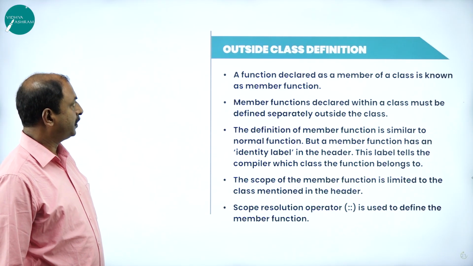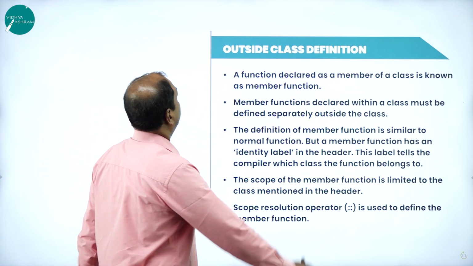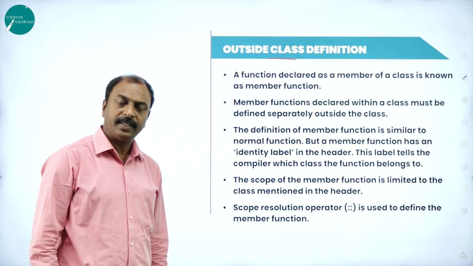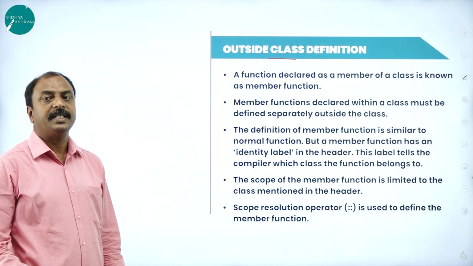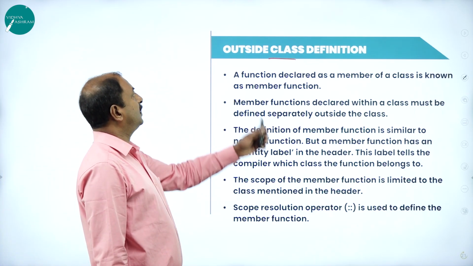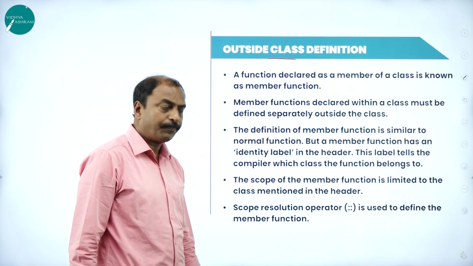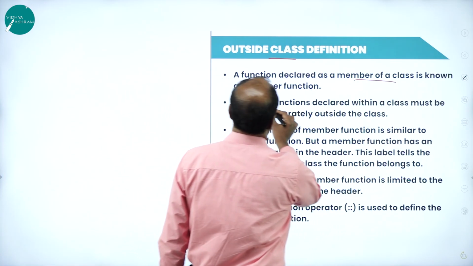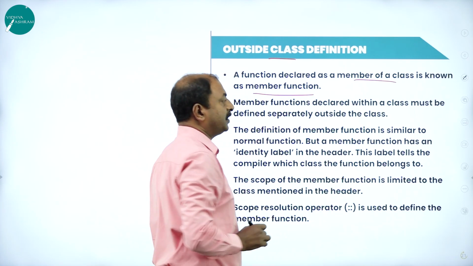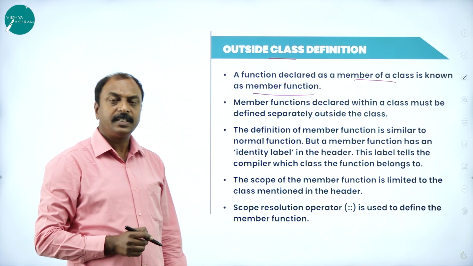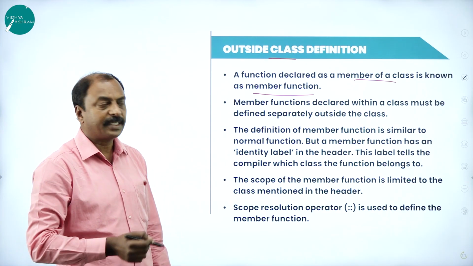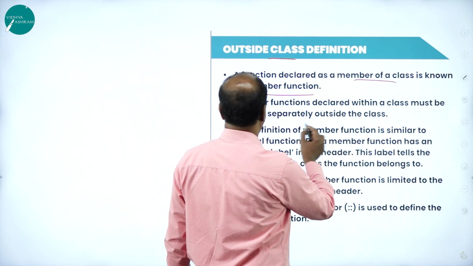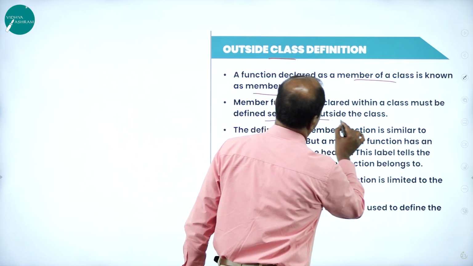Now let us start our session with the concept of outside class definition. In our previous session, we learned about the class definition inside a class. Let us see how the outside the class definition works. The function declared as a member of a class is known as a member function. The functions which are declared inside a class are called member functions, and a member function declared within a class must be defined separately outside the class.